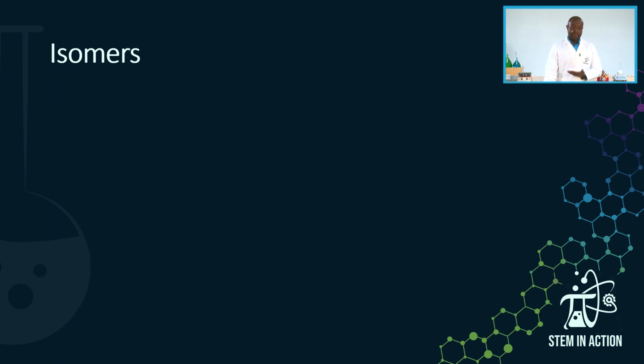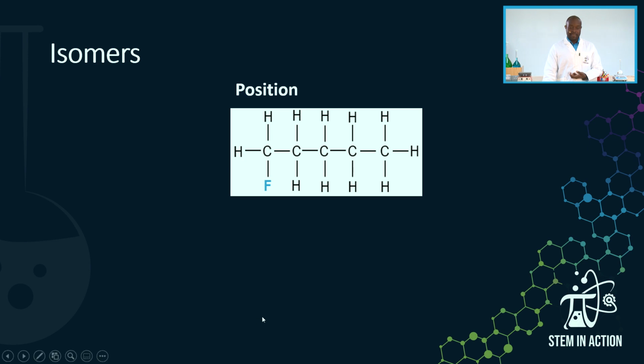The next type of isomerization is position isomerization. And with position isomerization, let's look at this compound. We'll notice that it has 1, 2, 3, 4, 5 carbons, and it has a substituent atom on position number 1, which is a fluoro atom. And we are going to call it 1-fluoropentane, right? It has 5 carbons and a fluorine substituent on position number 1.